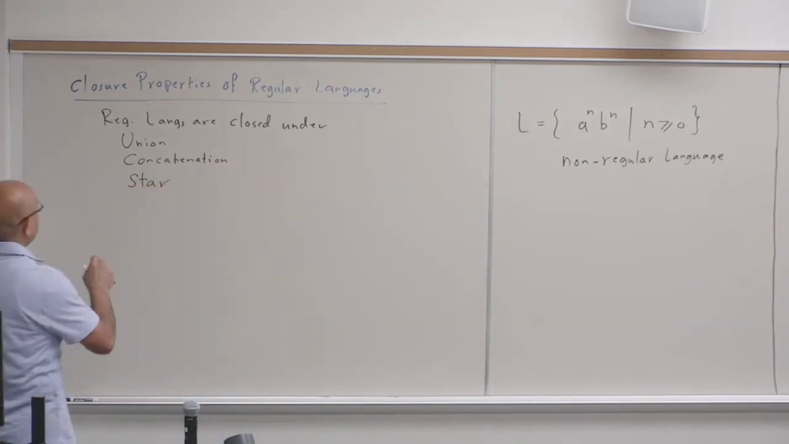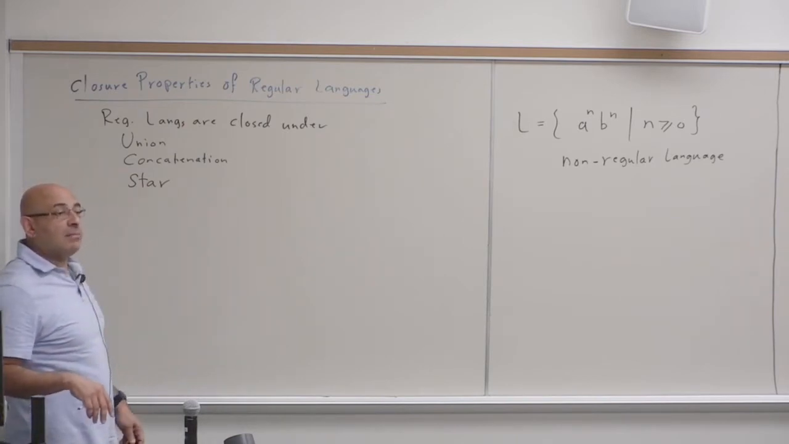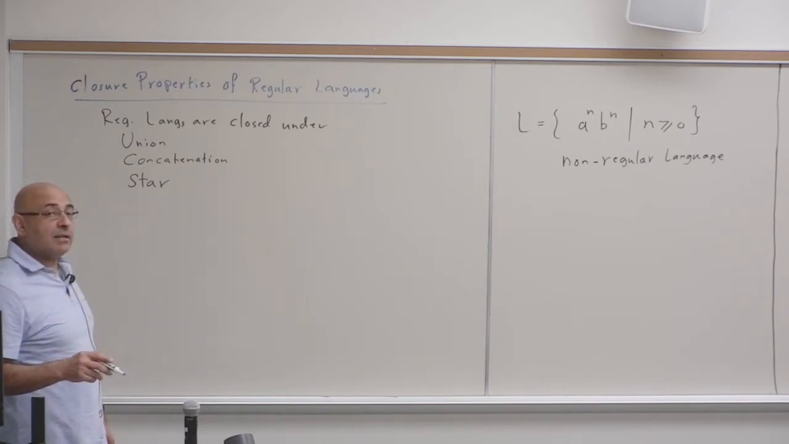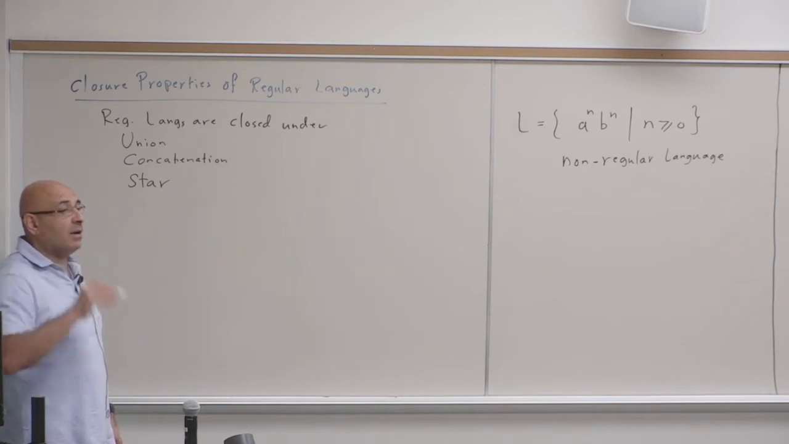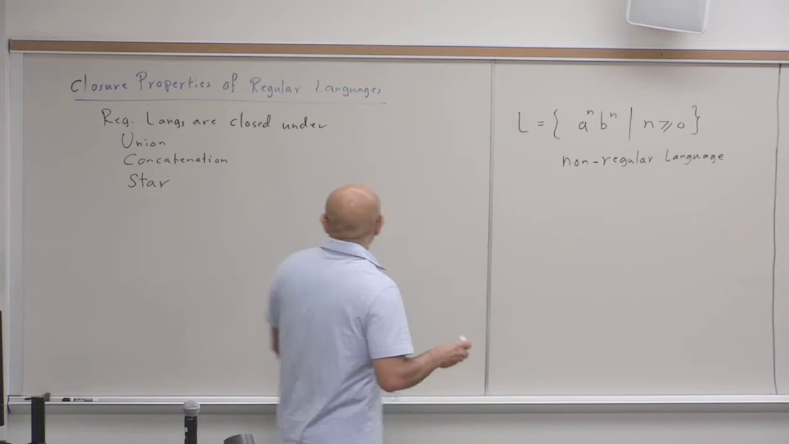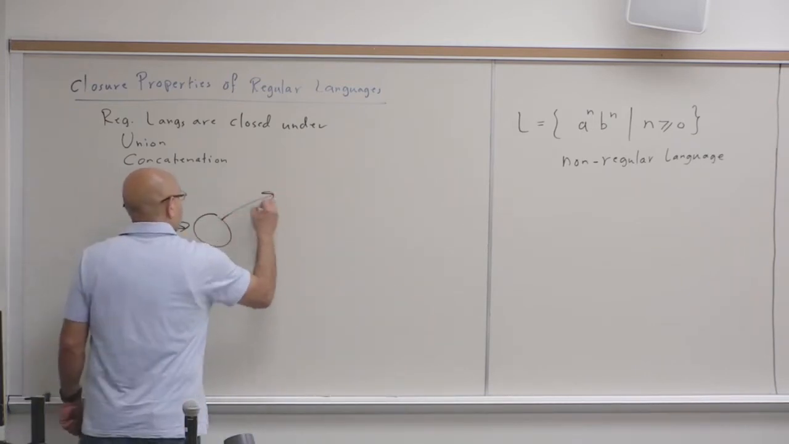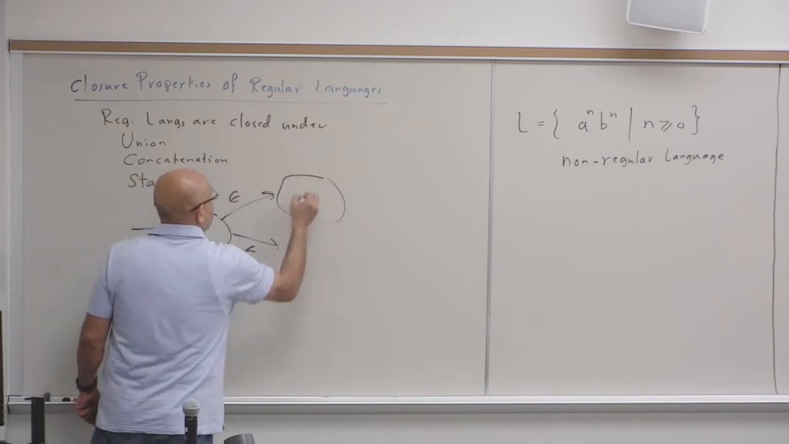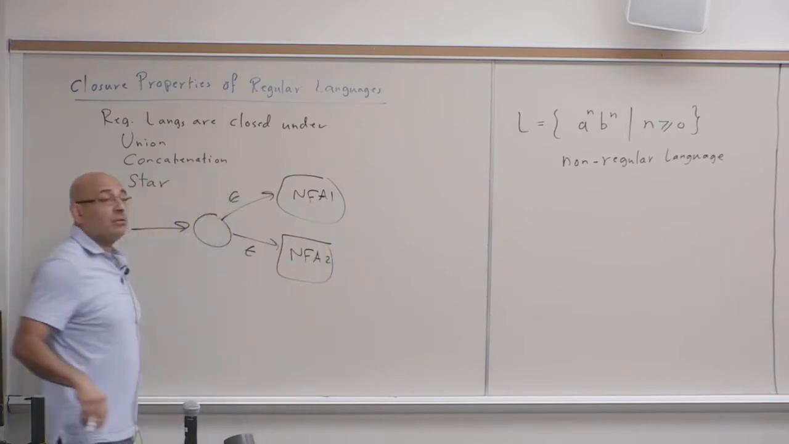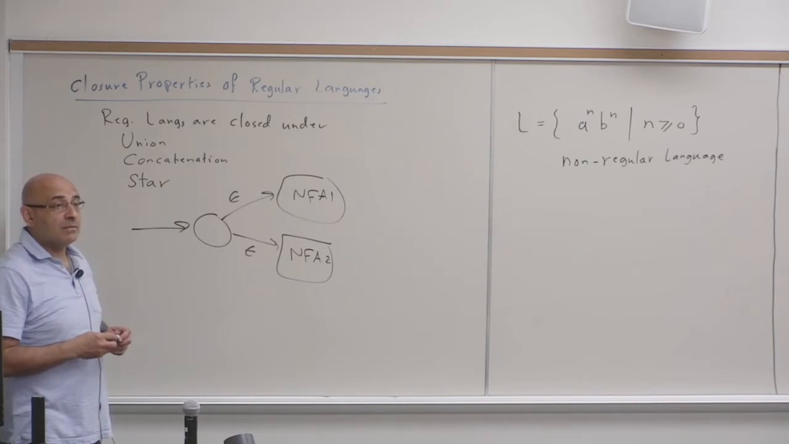For the union, let's summarize what we did last time. How did we construct an NFA for the union? We're given NFA1 and NFA2. What does the NFA for the union look like? You just branch. Two paths. So if you are given two NFAs for two languages, then this is NFA1 and this is NFA2. And this is an NFA for the union. You can always do this.